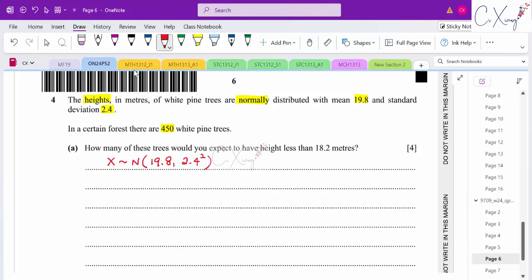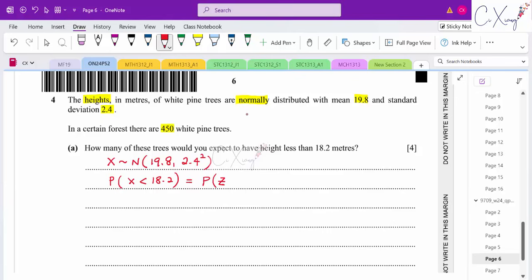Okay, then they're asking how many of these trees would you expect to have height less than 18.2. So before we can calculate the number of trees, we need to calculate the probability for the height. Height is X, right? So X less than 18.2 first. After I find the probability, only then do I multiply by the total white pine trees, which is 450, to get the number of trees that are less than this particular height. Okay, since X is normally distributed, to calculate the probability you have to standardize it to become Z.